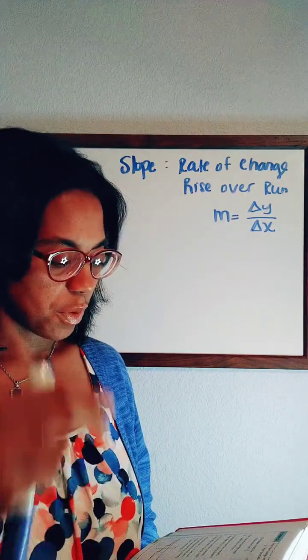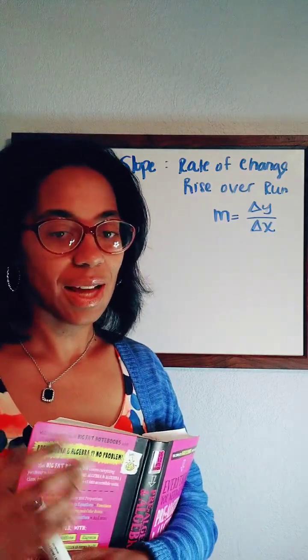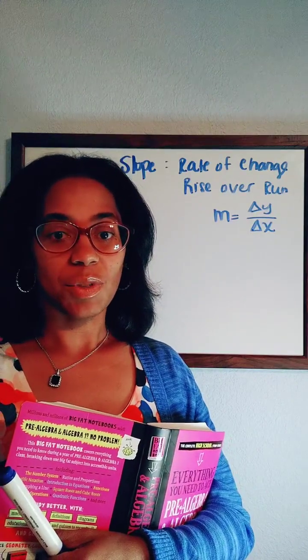So if I was given a graph, it's kind of easy to find the slope of a line when you're given a graph because you just literally have to count, like rise over run, rise over run.